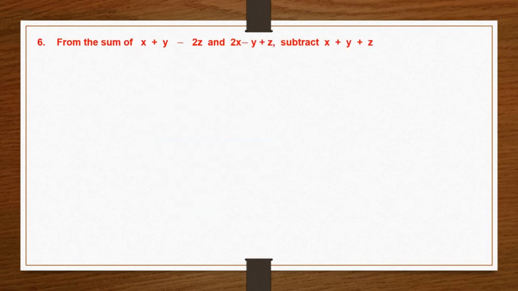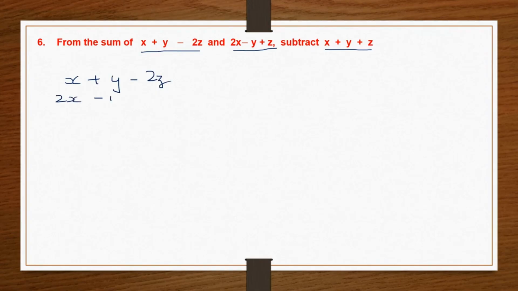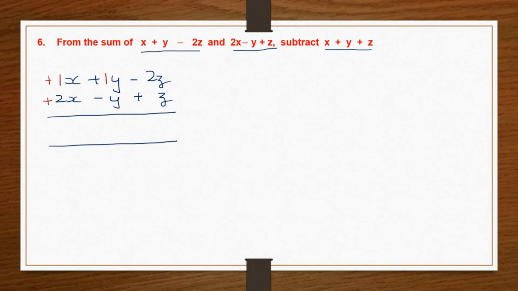Question 6. From the sum of x plus y minus 2z and 2x minus y plus z, we have to subtract this. So first step is we must find the sum. So let's find the sum of x plus y minus 2z and 2x minus y plus z. That means we need to add. So let's write what was needed: plus 1x plus 1y plus 2x minus 1y plus 1z.